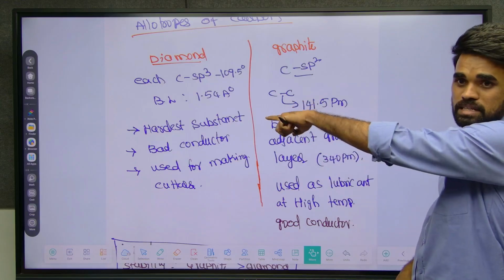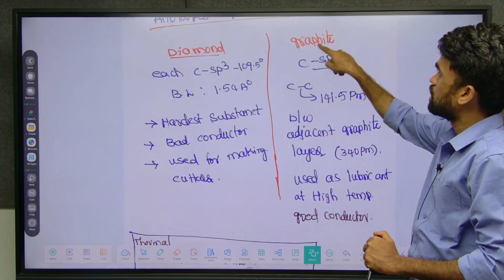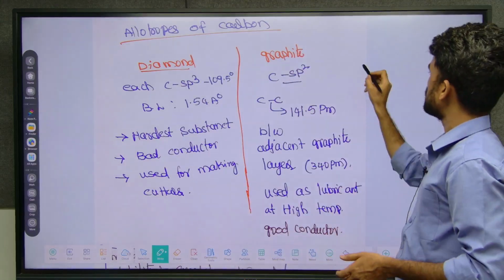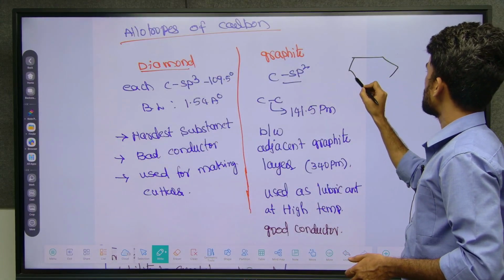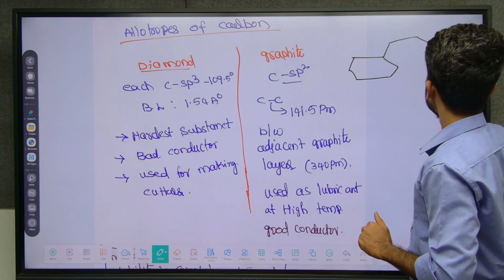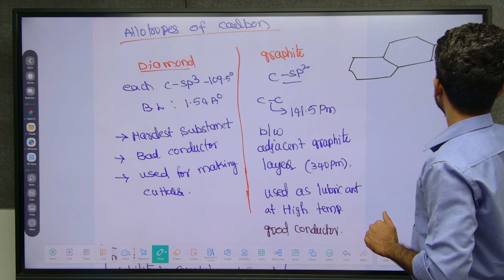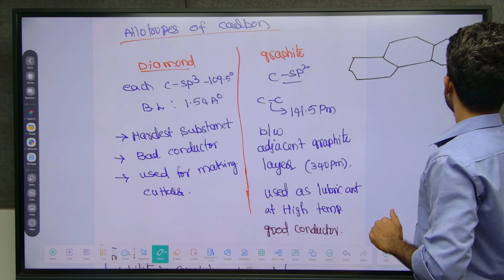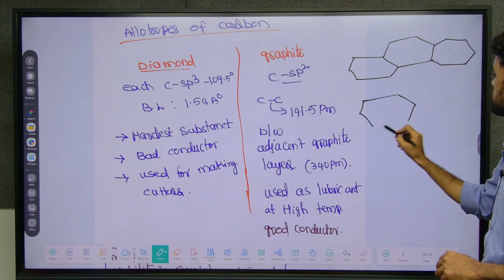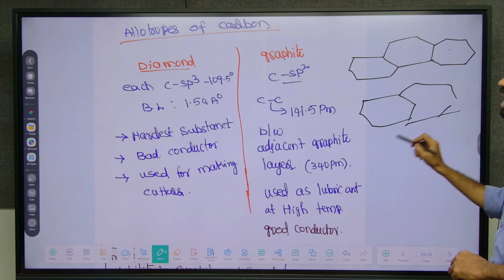That is the hardest substance now, that's way. Next, graphite. So carbons are what? sp2 hybridized. See, it has hexagonal rings like this, like benzene rings are there now, like that. Like this, layers will be there.